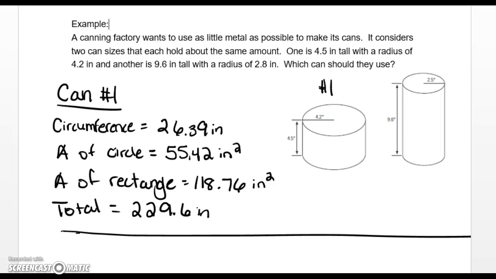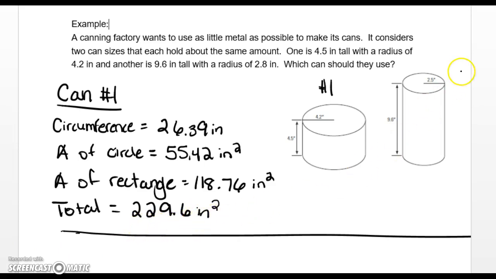So in the first video, we found through a series of steps that the total surface area of our first can here was 229.6 inches squared. That was for this first can, and we used a total of 4 steps. Our first step is to find the circumference of the can. Then we found the area of the circle. Then we found the area of the rectangle, which is this front side here. And then we added up the total area of the shapes, and we found that it was 229.6 inches squared.